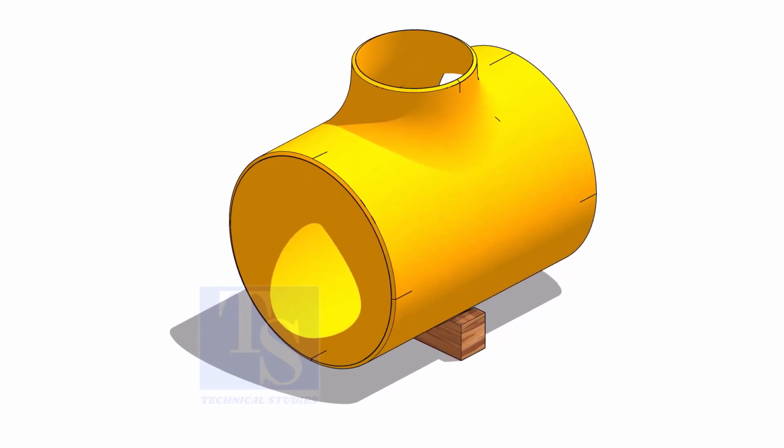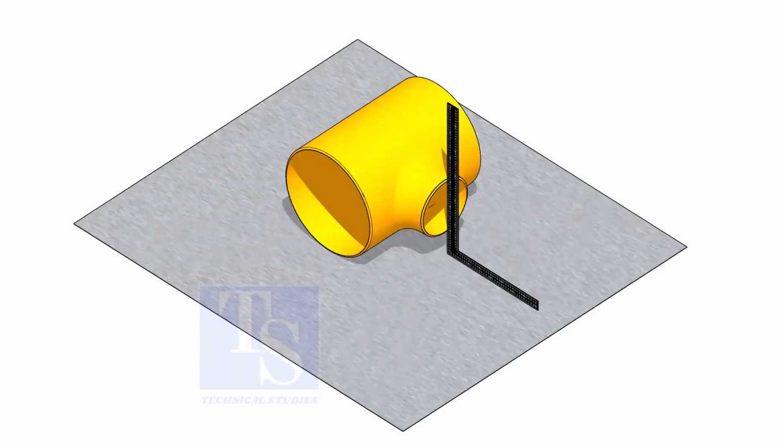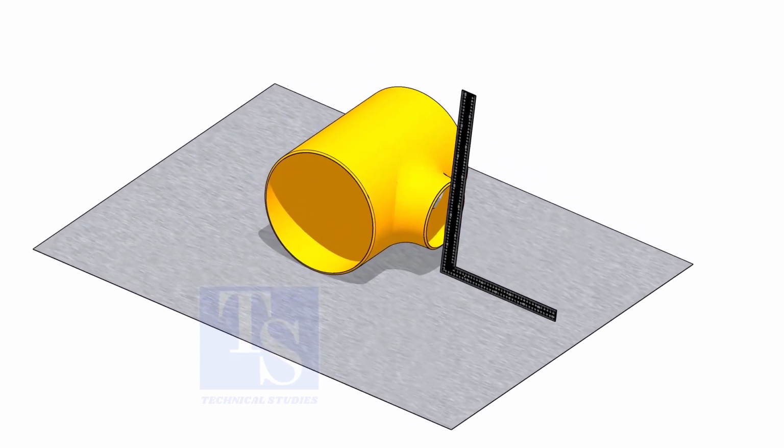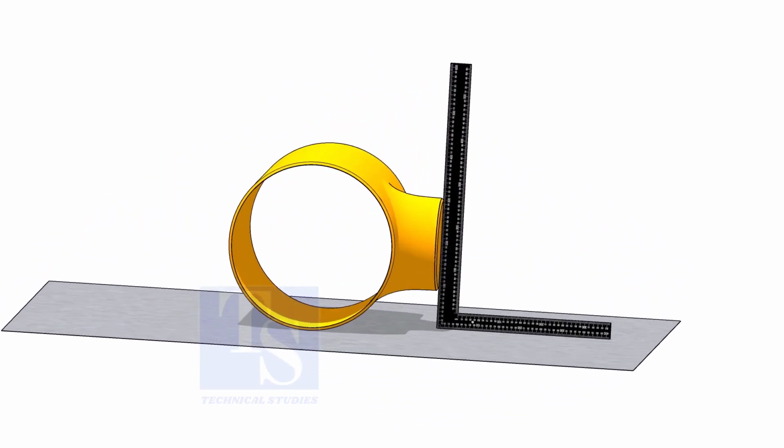Let us learn another method. Put the T in horizontal position and correct the squareness. Put proper packing.